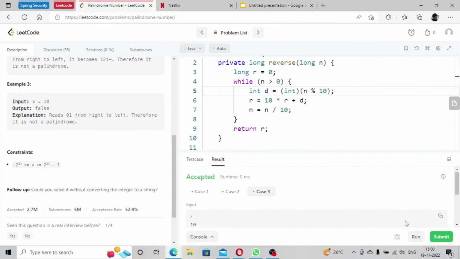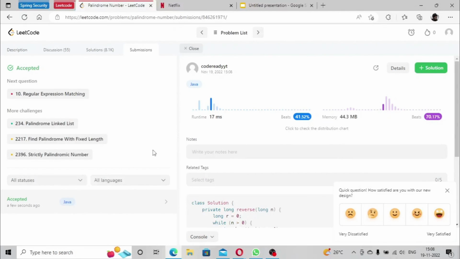Now let's try to submit our solution. Great, so our solution got accepted.